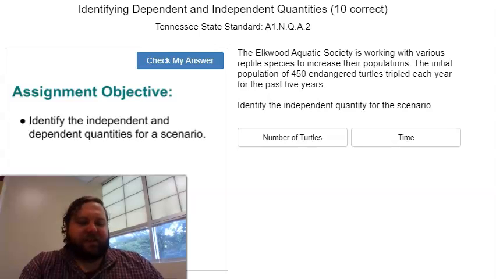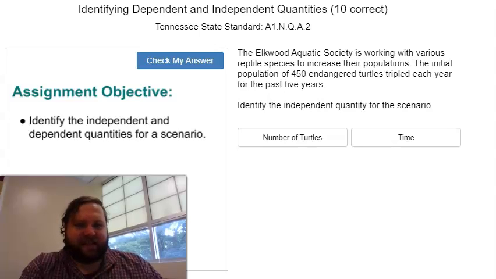So in this case, we have to find the two things that we're measuring with numbers. So our population of turtles, that is the number of turtles, and how much time has passed. So the question is, does the number of turtles depend on the amount of time that has passed, or does the amount of time that has passed depend on the number of turtles? Which one is the determining factor there? And so in this case, we would say that the amount of time that passes determines the number of turtles.